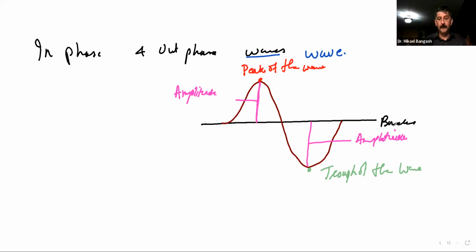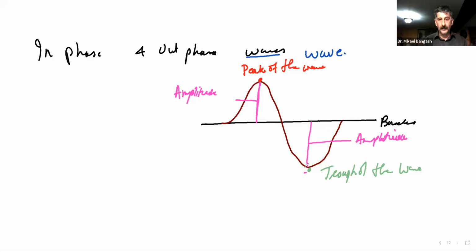Now what we have here is only one wave. The top is going to be the peak, and the lowest point is going to be the trough. The distance from the baseline or average line to the peak can be considered amplitude, or the distance from the baseline or average line to the trough can be considered the amplitude of this wave here.